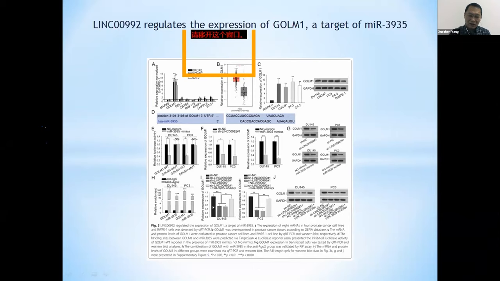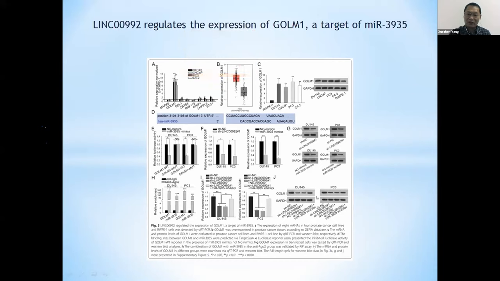See, this is normal. The bar here is normal, here it's getting lower, and here again higher. So the effect of the suppression of shRNA of link 00992 could be restored by microRNA 3935 inhibitor. That's the result of picture I. And this is a different cell, PC3, and DU145, a different cell line, but the result is the same.